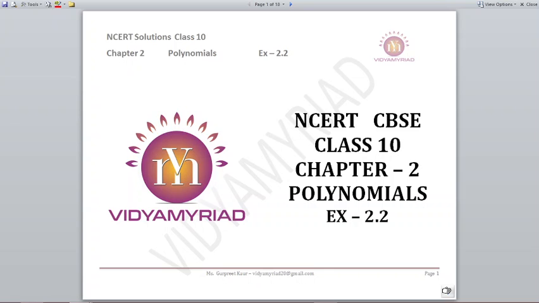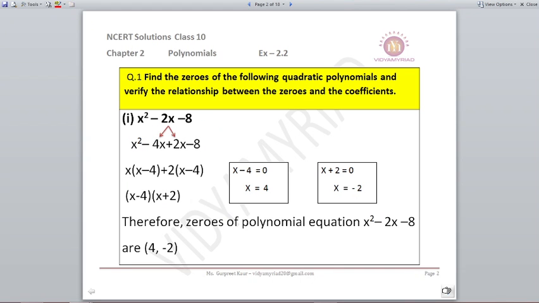This video is made for class 10, chapter number 2 Polynomials, and today we are going to begin with exercise 2.2 from NCERT. Question number 1. Find the zeros of the following quadratic polynomials and verify the relationship between the zeros and its coefficients. Here the quadratic polynomial is given to us: x square minus 2x minus 8.